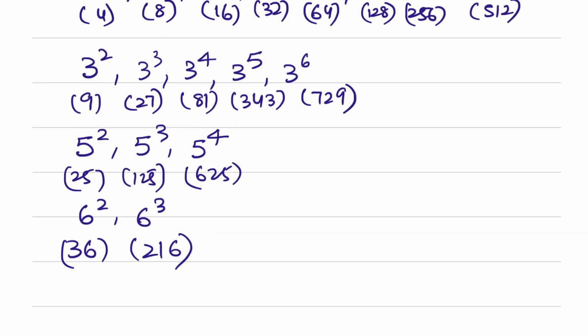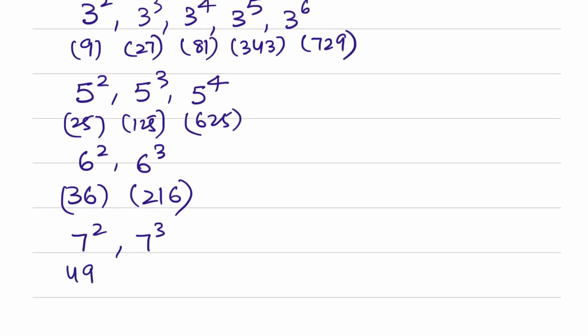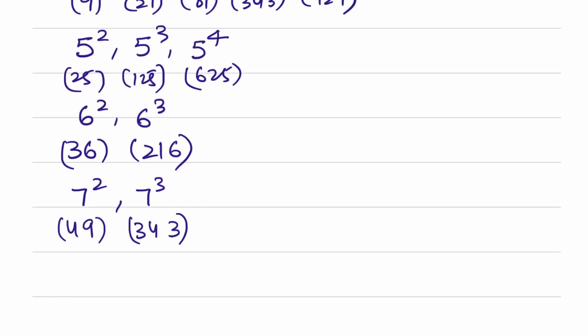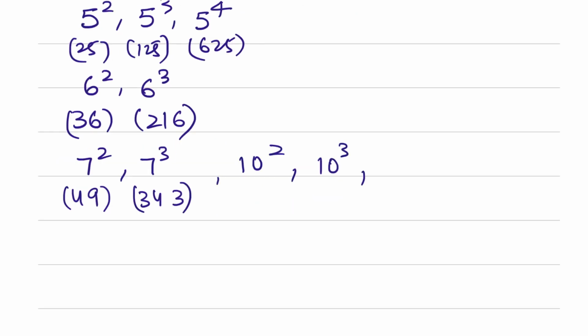Let's take 7. 7 square and 7 cube. 7 square is 49 and 7 cube will be 343. 7 raised to the power 4 will be greater than 1000. Now 8 is not needed because powers of 8 will come with the same numbers as powers of 2. And the same for 9 also. 9 will have powers of 3 also. So let's move to 10 now. So 10 square and 10 cube. Now 10 cube is 1000.